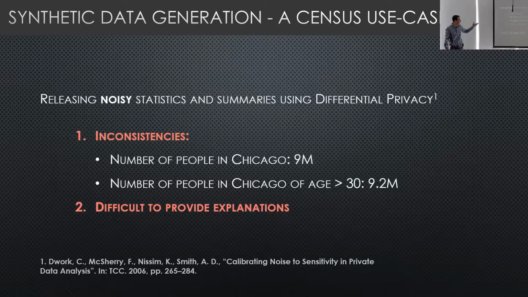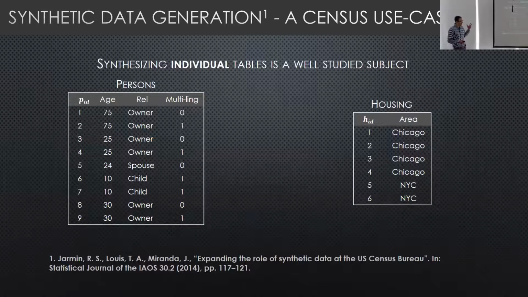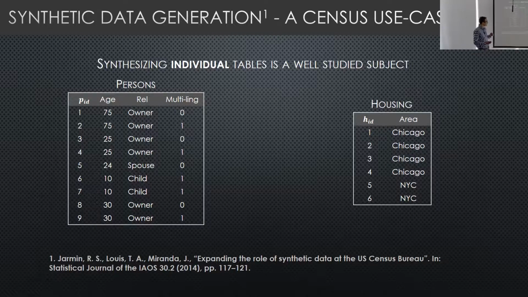And the second drawback is that it's difficult to provide explanation because we only have access to these noisy statistics and we can only get these noisy aggregates and we don't have access to the data itself. So a practical solution in this case can be to generate synthetic data that mimics the properties of the original data.